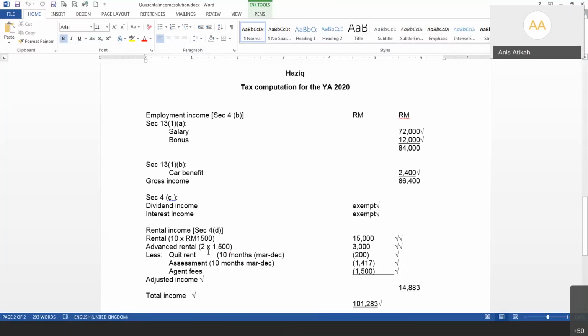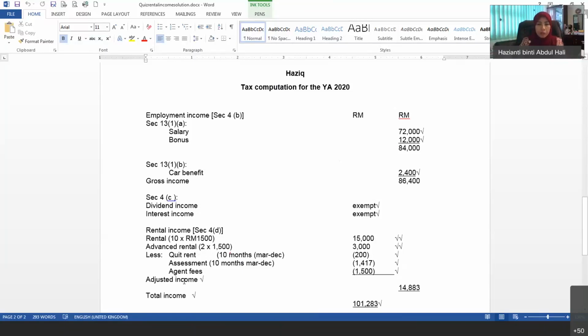3 months. Right, but now the rental starts in March, which means he gets next year's rental this year, up to February next year. So for 2 months, advance rental, 1,500. Quit rent, okay. Quit rent, you must look at the date of the rental.